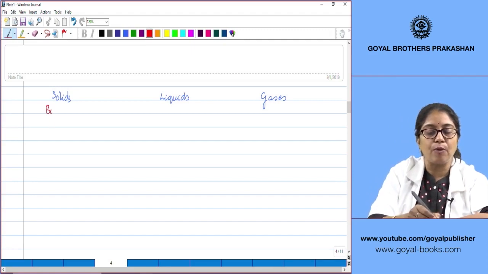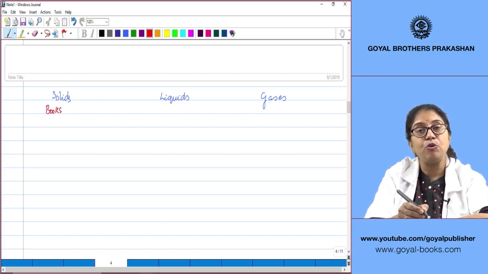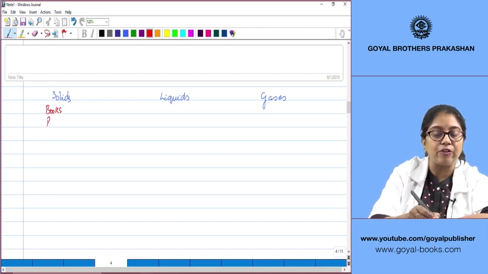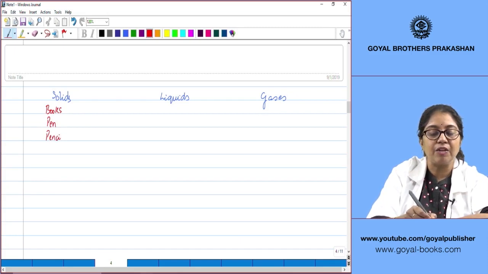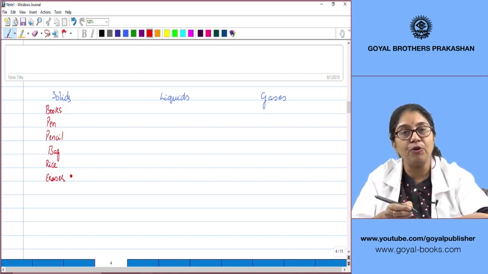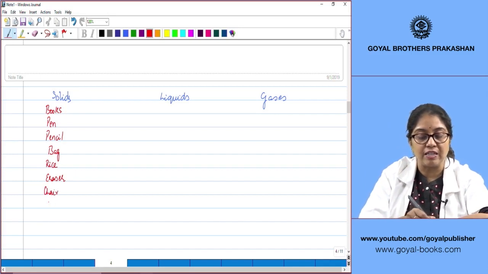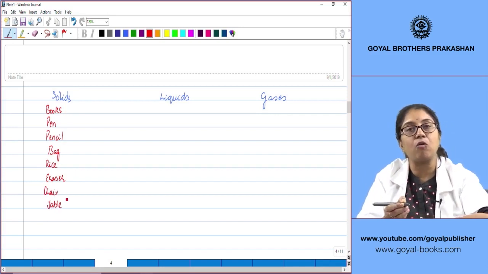So we have your books. Aren't they solids, children? Yes, they have a definite shape. They do have a definite volume. They cannot be compressed, and they do have density, and they have, of course, many free surfaces. Other examples are your pen, your pencil, your bag, then the rice, and then your eraser. So these are a few examples of solids. Yes, your chair on which you are sitting, the table which you are writing on, all these are also solids.